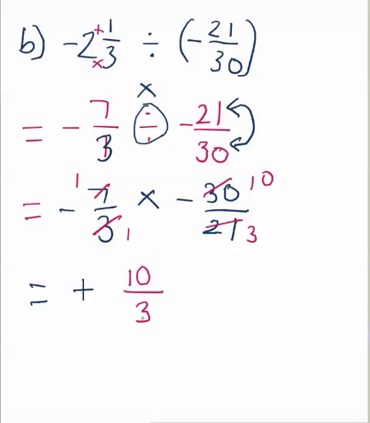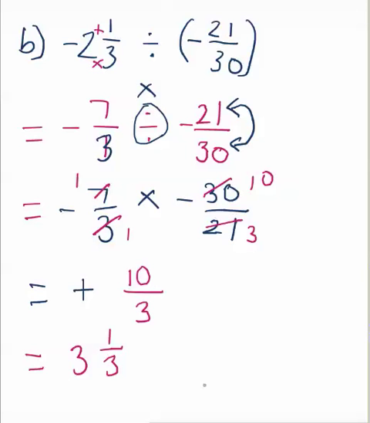It's an improper fraction, so finally, how many times can 3 fit into 10? Well, 3, 6, 9, so that's 3 times. Remainder 1 over 3. And we keep the same denominator. And make sure your answer is positive, because two negatives, when they're divided together or multiplied together, leave you with a positive.